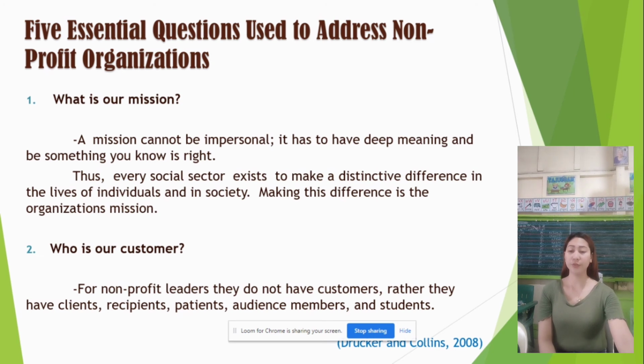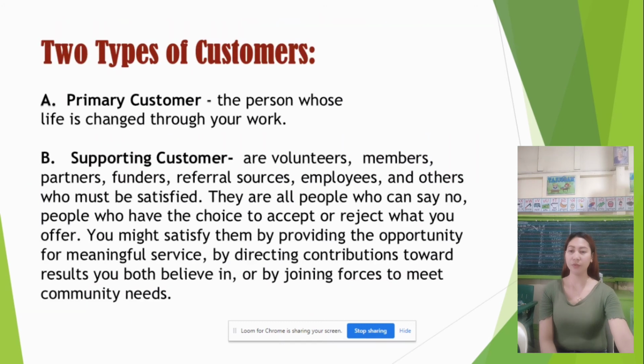2. Who is our customer? For nonprofit leaders, they do not have customers. Rather, they have clients, recipients, patients, audience members, and students. There are two types of customers. We have the primary customer, the person whose life is changed through your work. And the supporting customers are the volunteers, members, partners, funders, referral sources, employees, and others who must be satisfied.